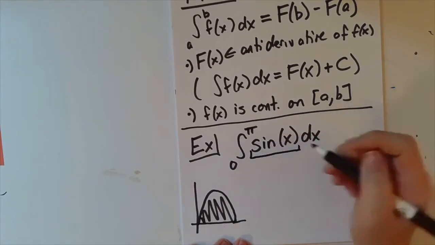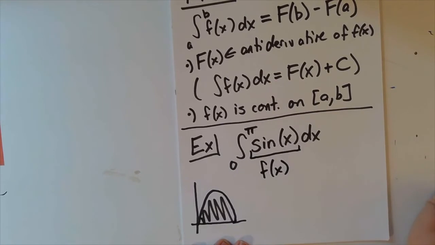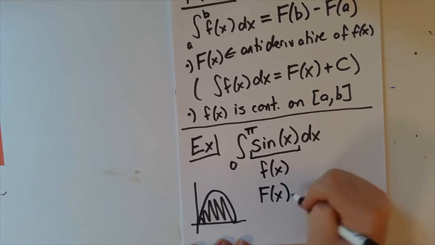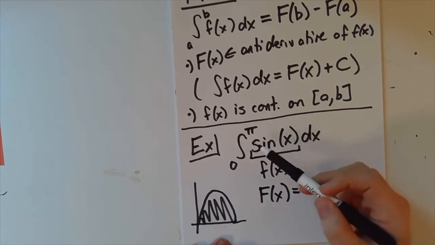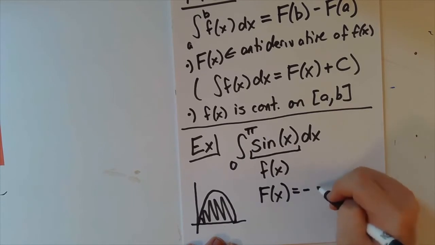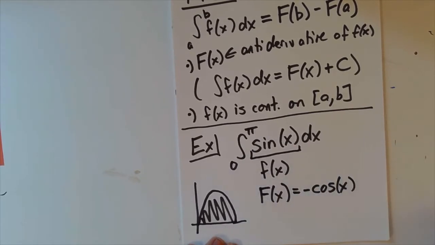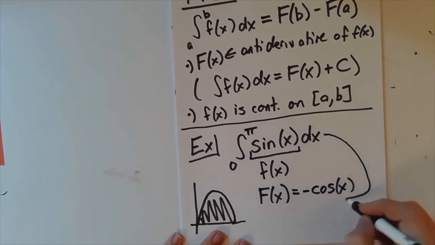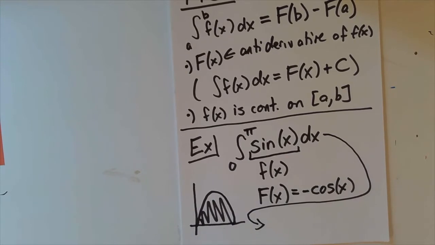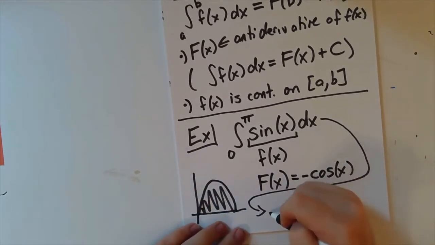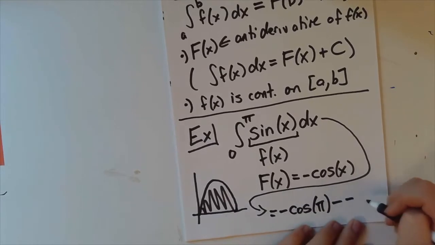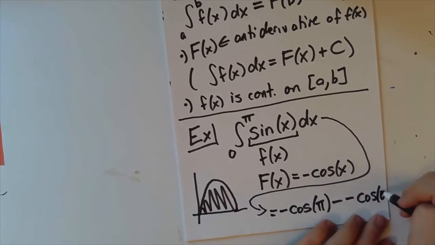So this here is my little f in the formula. And so my big F here is supposed to be the antiderivative of sine, which we have said before is minus cosine of x. And so that tells me that the value of this integral is minus cosine of pi minus, minus cosine of 0.